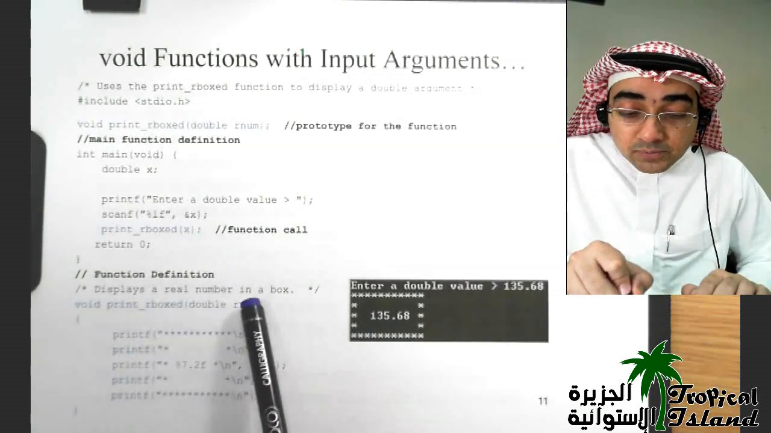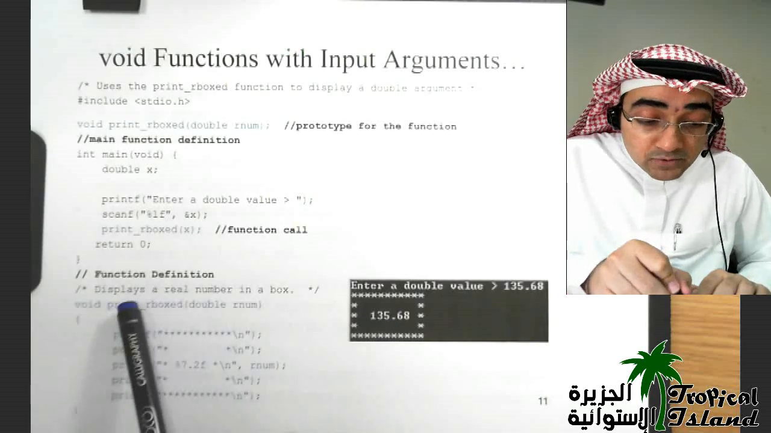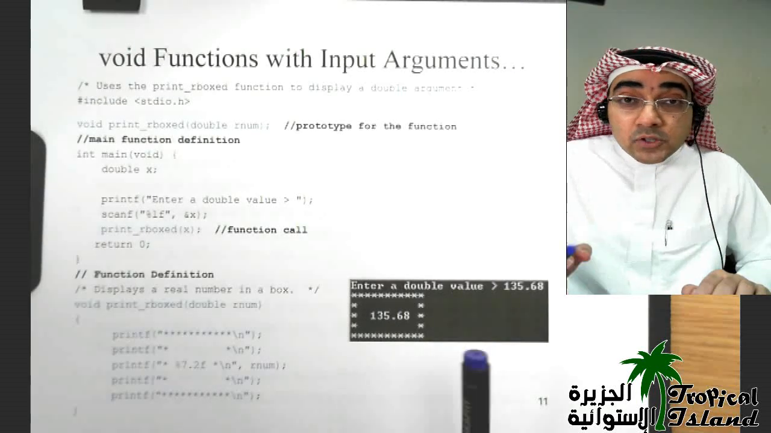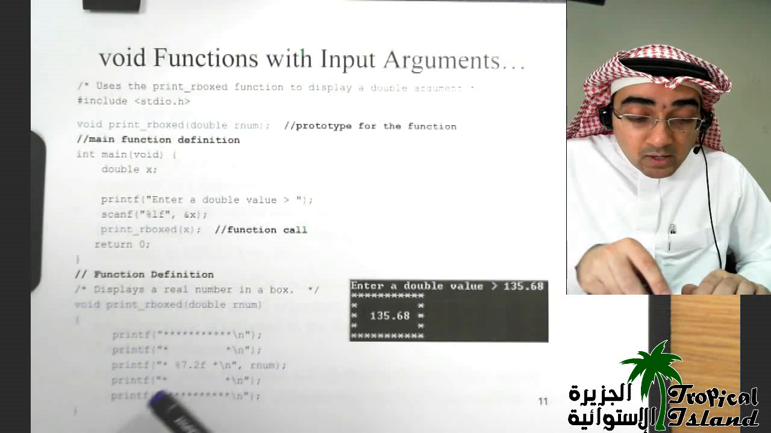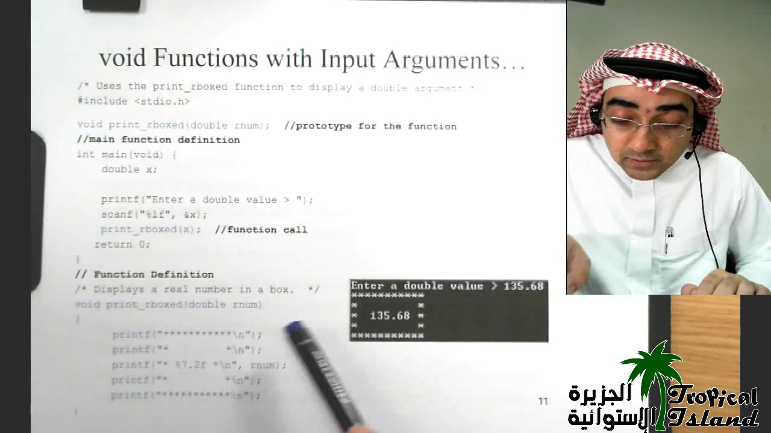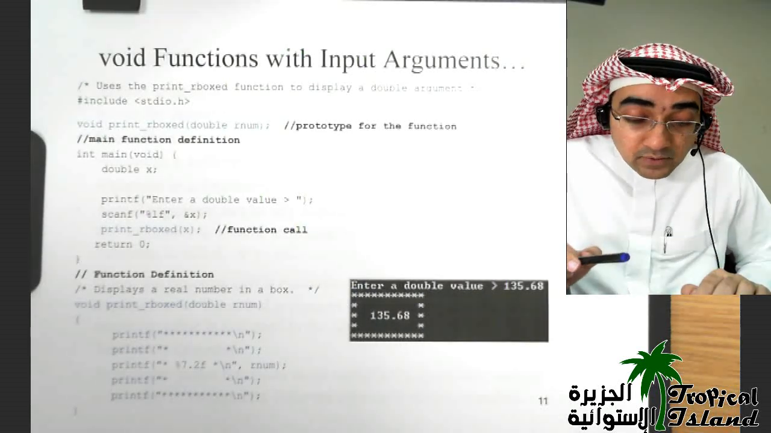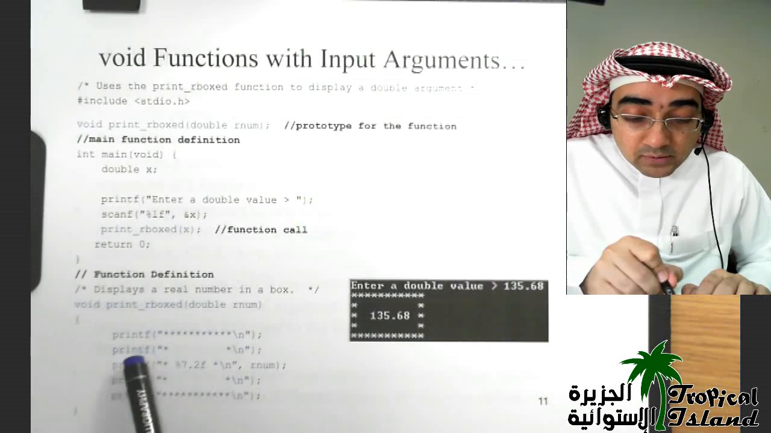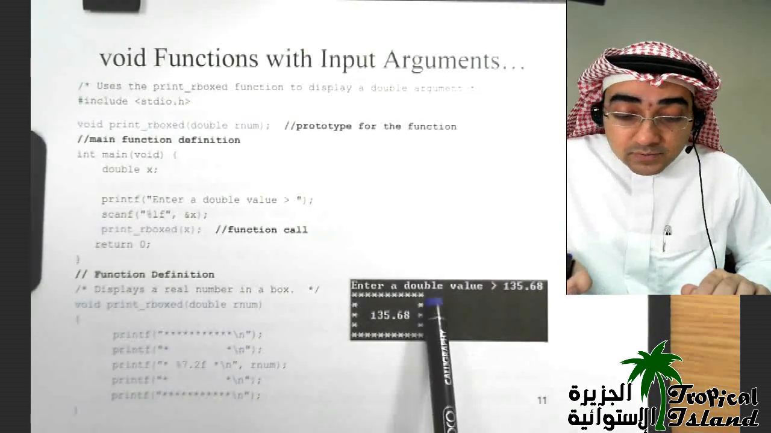Okay, so the value of x is going to be copied into our num, and then it's going to go over here and start executing what you have written. So it's going to printf, and you're going to print the stars line over here. So you'll have the first line of the stars. Then you have printf, you have a hollow line over here, star and star. So it's going to print the star and star.